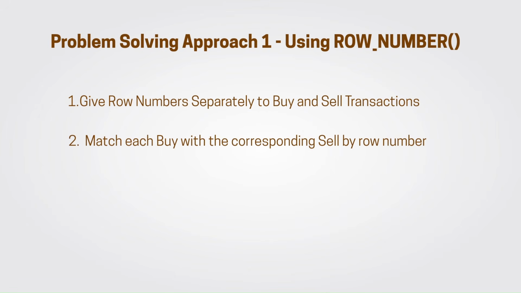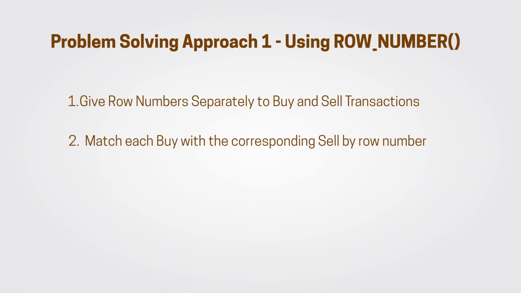Secondly, you have to match each buy with the corresponding sell by row number. Here you will be joining the buy and sell rows using the same stock name and the same row number. This way you will be matching them, like first buy matches with first sell, second buy matches with second sell, and so on. And then you will simply calculate the profit and loss.